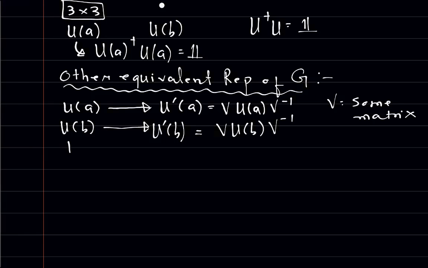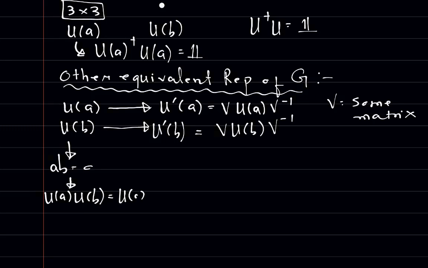For example, remember we had here that if I multiply element A and B, I used to get C. That means in a matrix representation, if I multiply the matrix representation of A and the matrix representation of B, I should get the unitary matrix representation of C here. So the question is, can the new matrices satisfy this? Let's try to multiply U prime A and U prime B, and let's see if it satisfies the group axioms.